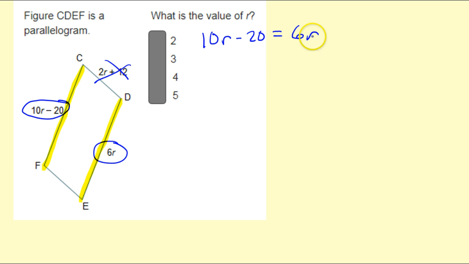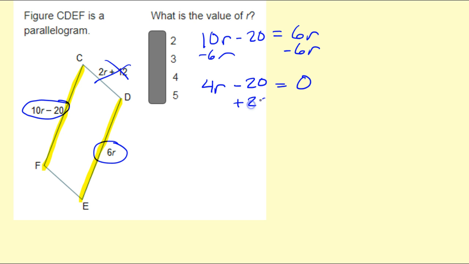Normally I would subtract 6r from both sides. Students get confused when you subtract away the only thing that's there. Just remember that 6r minus 6r is 0, so put a 0 there. Some students forget to do that, and that messes them up. Anyway, 10r minus 6r is 4r. So now I have 4r minus 20 is equal to 0.